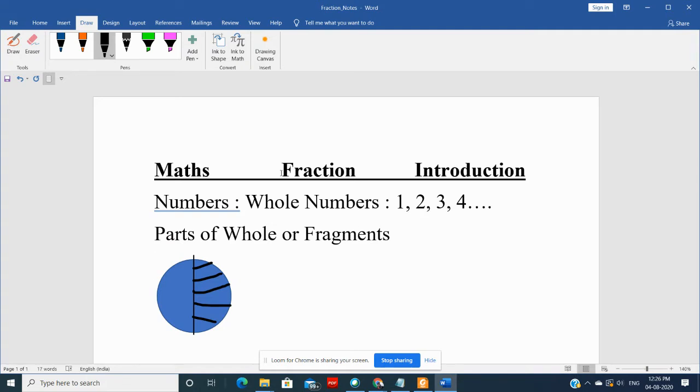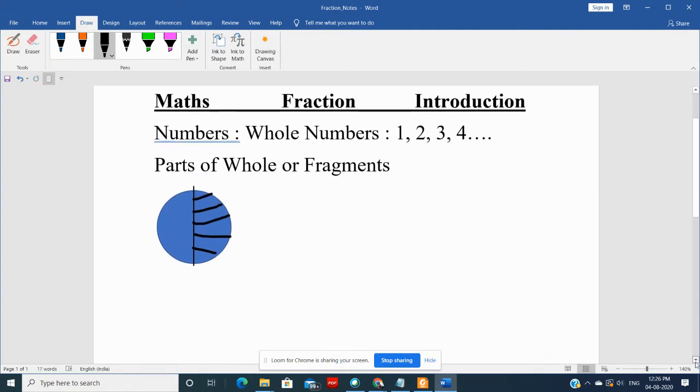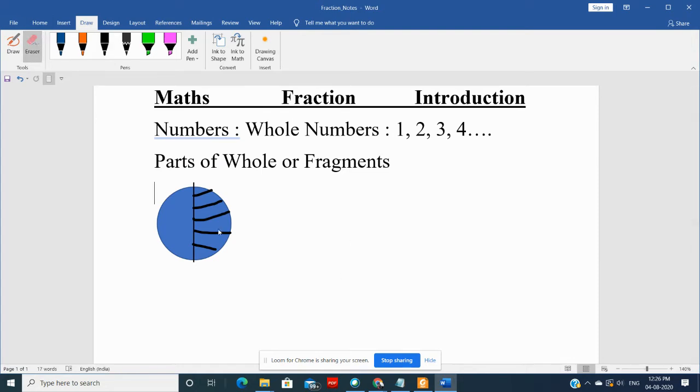Sometimes it happens that you eat half roti. Sometimes even you are still less hungry, then what would you do? You might eat one more part less, that is maybe only this part. So, when we talk about part of whole, we are actually talking about fragments, and fragments means fraction.